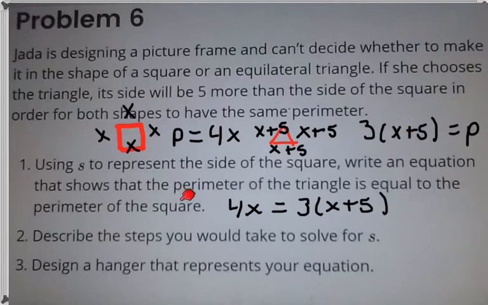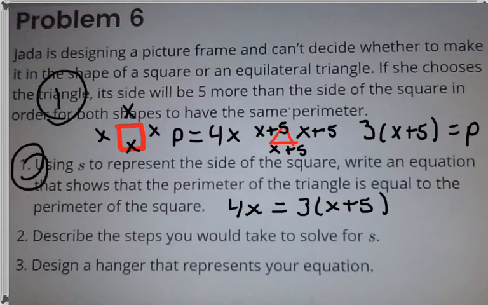So it says, write an equation to show the perimeter of the triangle is equal to the perimeter of the square. So I wrote 4x, 4 times the length of the square, each side of the square, is equal to 3 times the length of the square plus 5. 3 groups of the length of the square plus 5. So that was all of number 1, and your work should look exactly like mine. All of this was 1. We've got that done now.